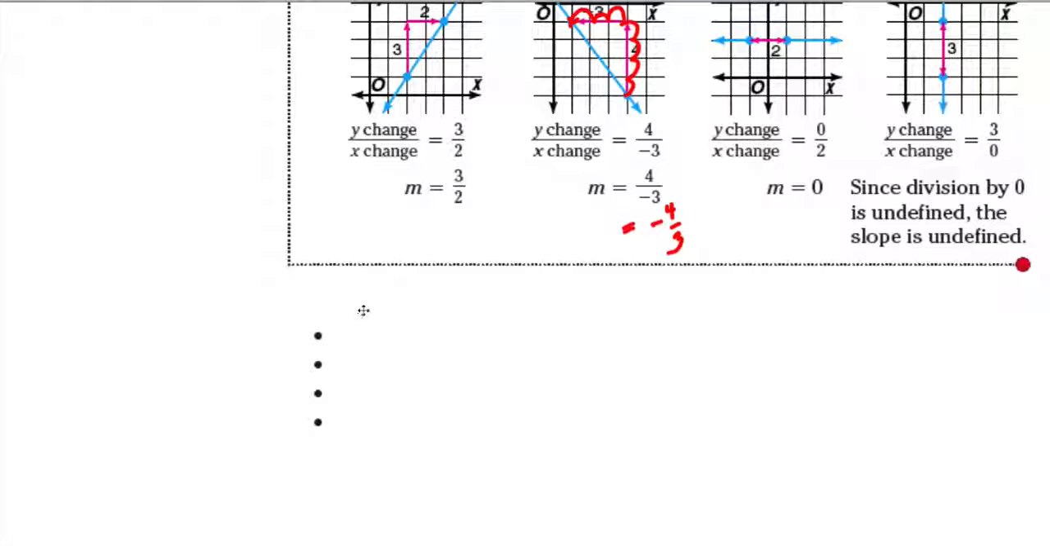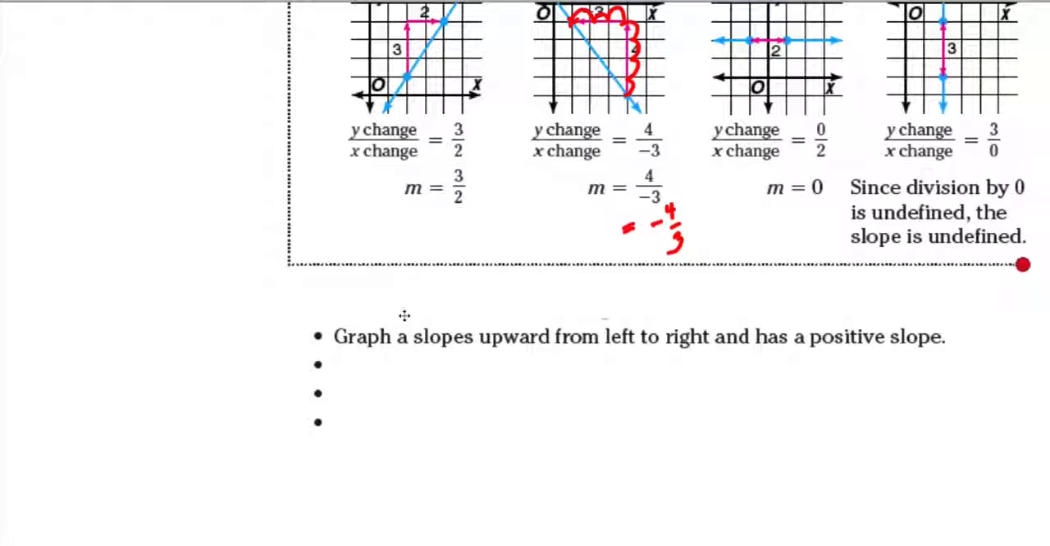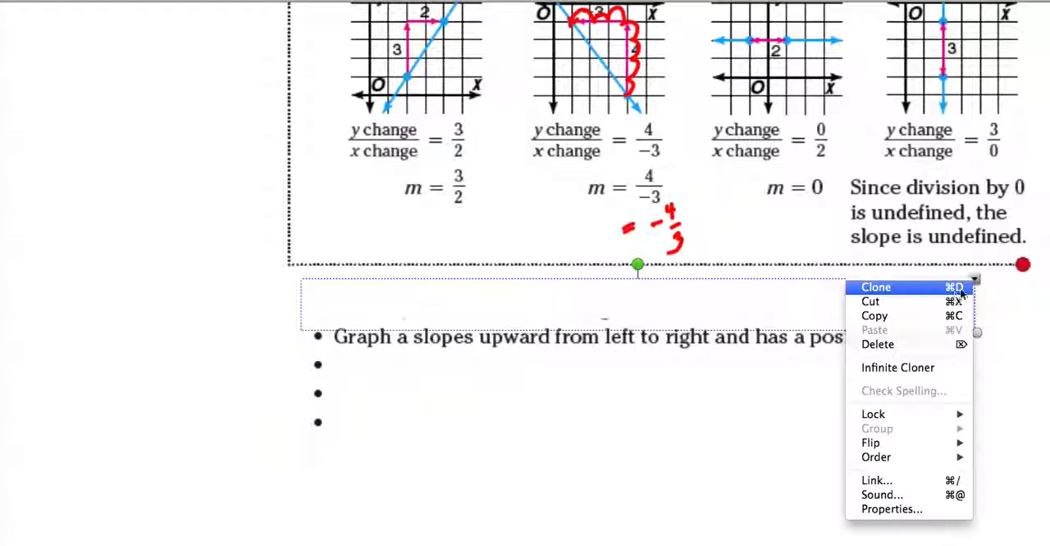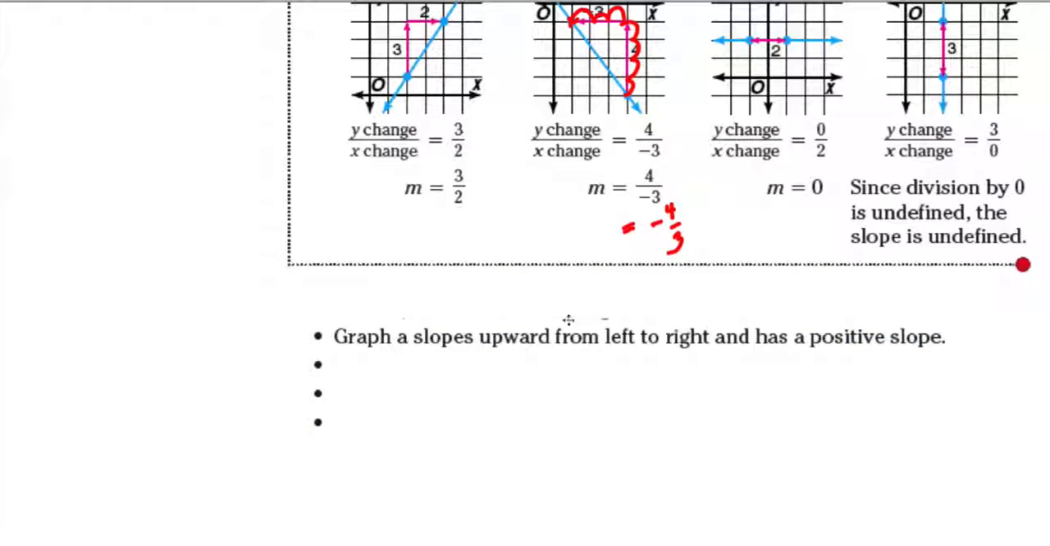Okay? So knowing all of those, let's analyze the slopes for the graphs in example 1. Let me just take this out so we can see what's there. There you go.